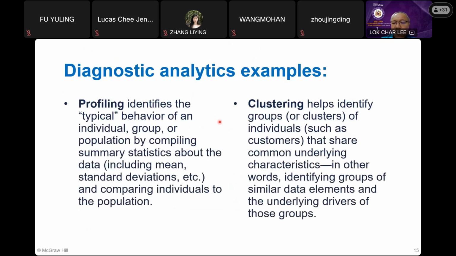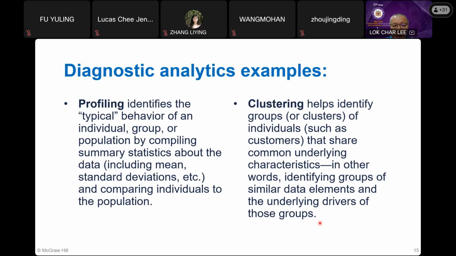Diagnostic, for example, means we go back to the reasons why it happened. Profiling identifies the typical behavior of individuals, groups, or populations by compiling summary statistics about the data, including the mean, standard deviation, etc., and comparing individuals to the population. Clustering helps identify groups of individuals, such as customers, that share common underlying characteristics. In other words, it identifies groups of similar data elements and the underlying drivers of those groups.